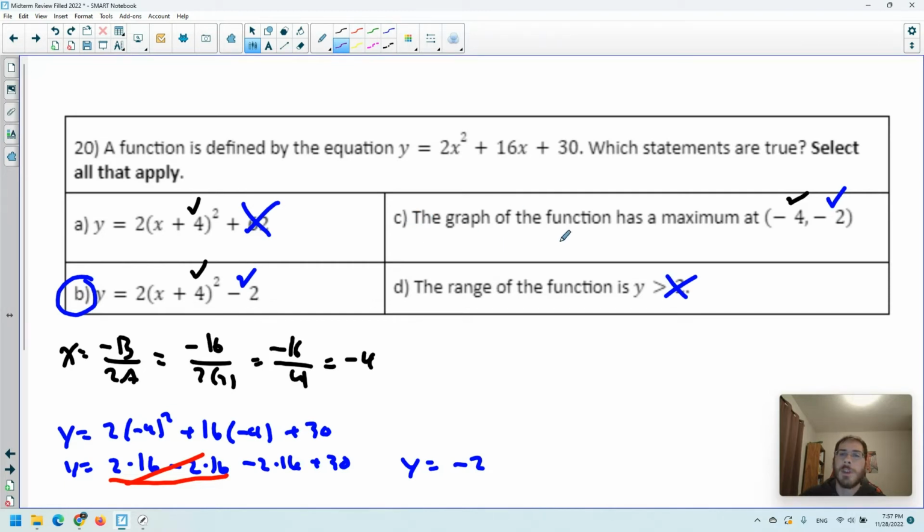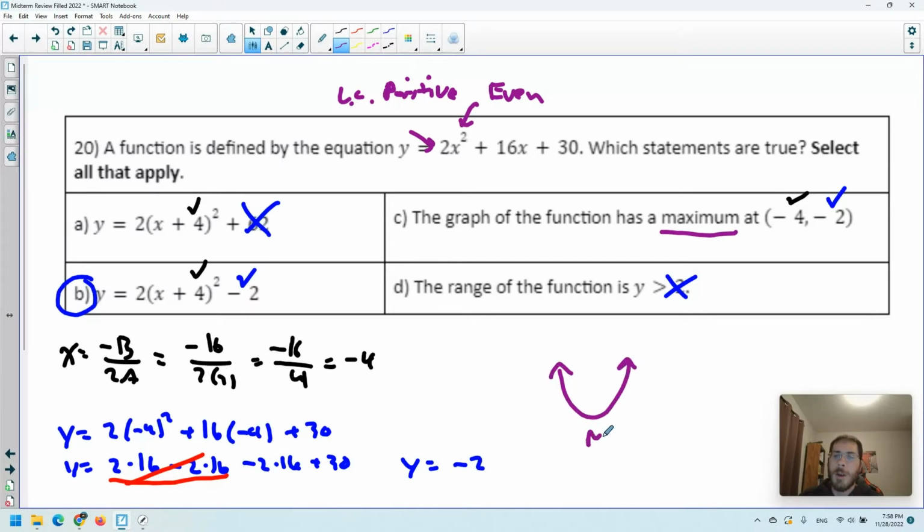But hold up. Wait a second. We have one more word to check out. This says we have a maximum. But our equation is even, and the leading coefficient is positive. Well, if we have an even exponent and the leading coefficient is positive, that means our parabola swoops up like this. We would have a minimum. We would not have a maximum. So it turns out we don't pick C.